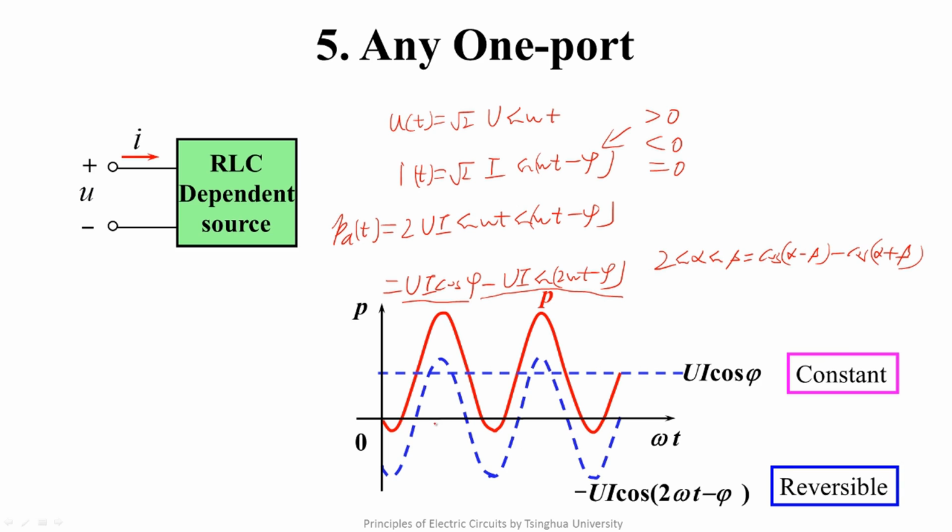We can find that for a general one-port network, its absorbed instantaneous power has positive and negative parts. That is to say, it sometimes absorbs power and sometimes supplies power. The waveform of the instantaneous power, which changes over time, can be divided into a constant part and a reversible part changing over time.